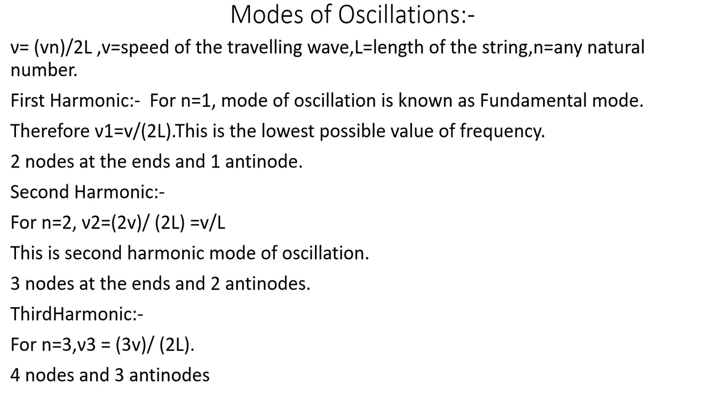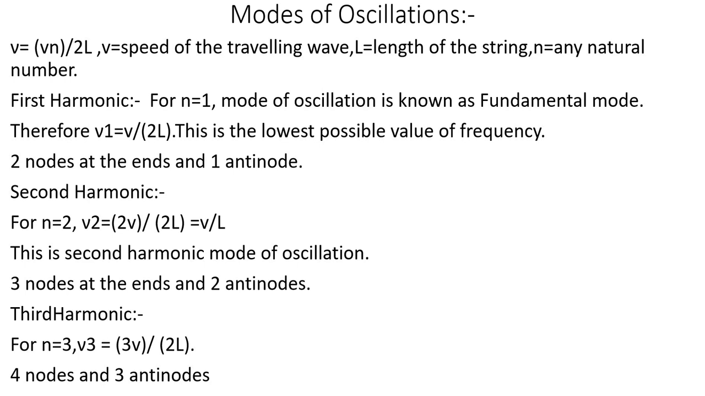So first harmonic corresponds to n is equal to 1. Okay, that is the fundamental frequency with which it can oscillate. So if you substitute n is equal to 1, what will you get? v1 can be written, n stands for 1, so 1 into v by 2L.